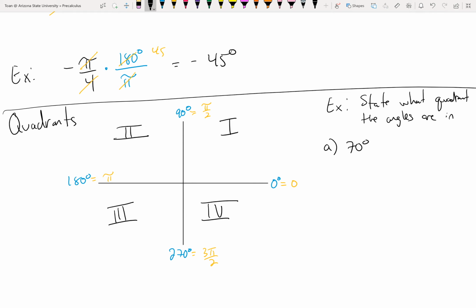Letter A, 70 degrees. Well, since I can see that 70 is between 0 and 90, it's in quadrant 1. Letter B, say negative 190 degrees. Now you have to remember that negative angles, instead of going counterclockwise, you actually have to count clockwise. How do you do this? Because our labeling is for positive angles, you just have to remember that every quarter is 90 degrees. So here's negative 90 right here. Then we'll go to negative 180. So negative 190 should be a little bit more. Hey, it's in quadrant 2.